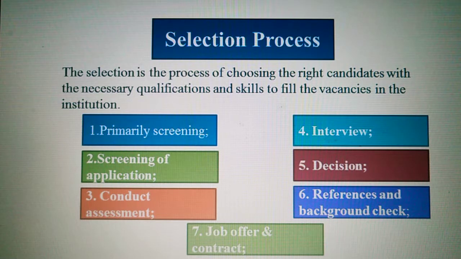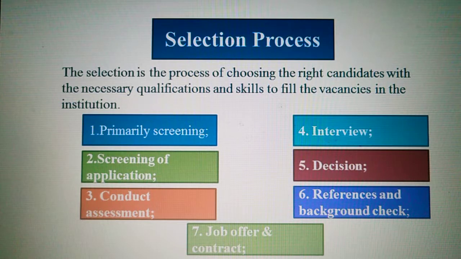So today's lesson we will focus on the selection process of human resource management. The selection is the process of choosing the right candidates with necessary qualifications and skills to fill the vacancies in institutions. And there are many steps in the selection process.